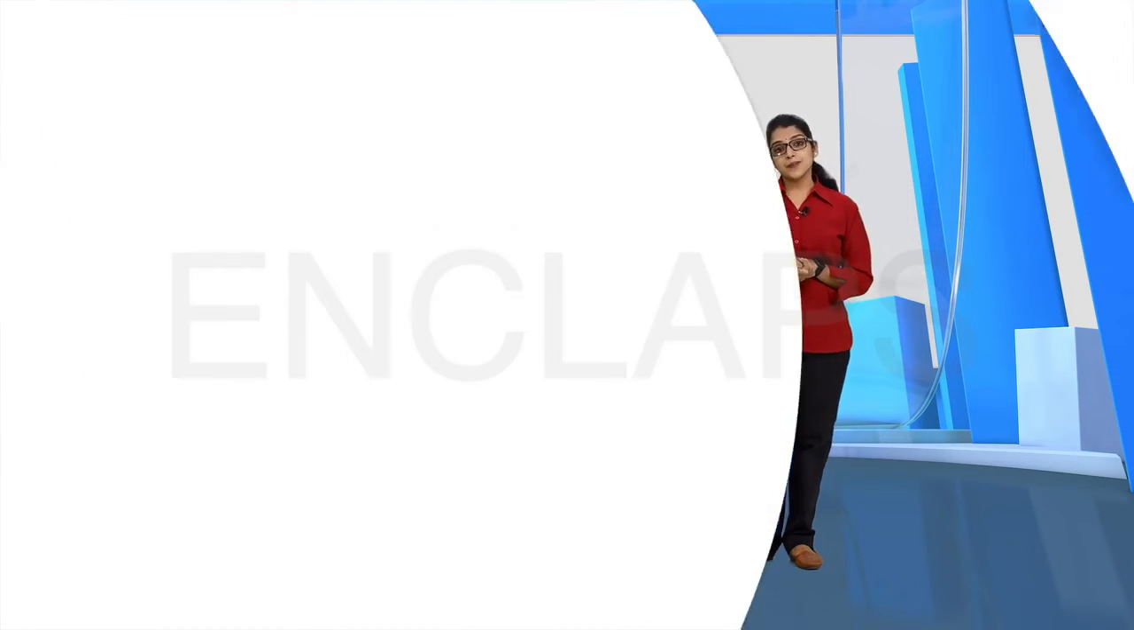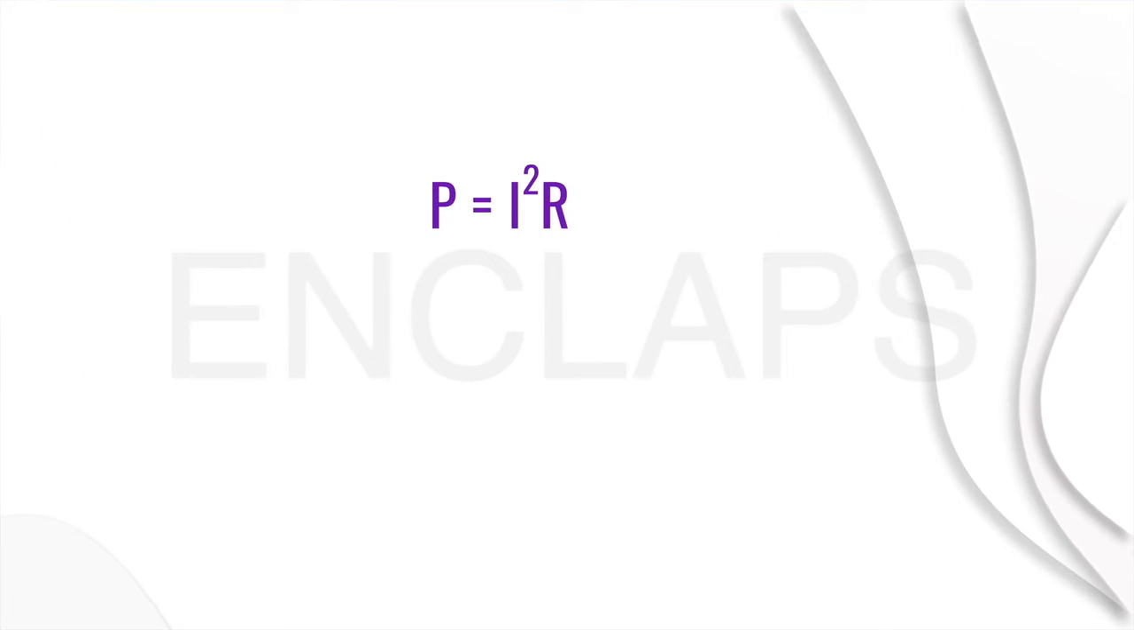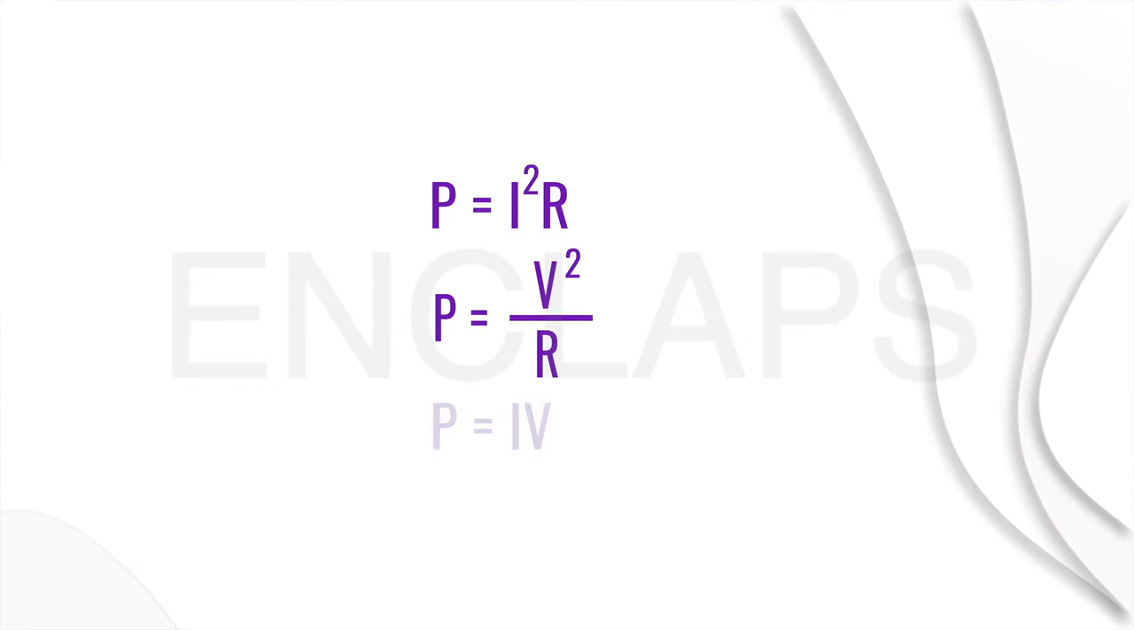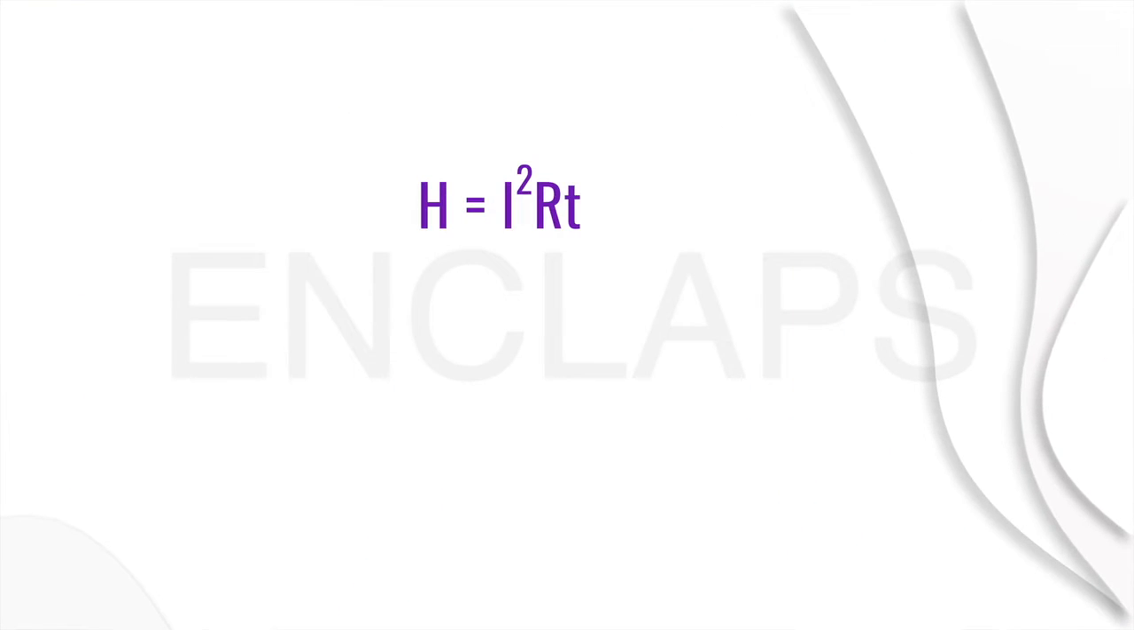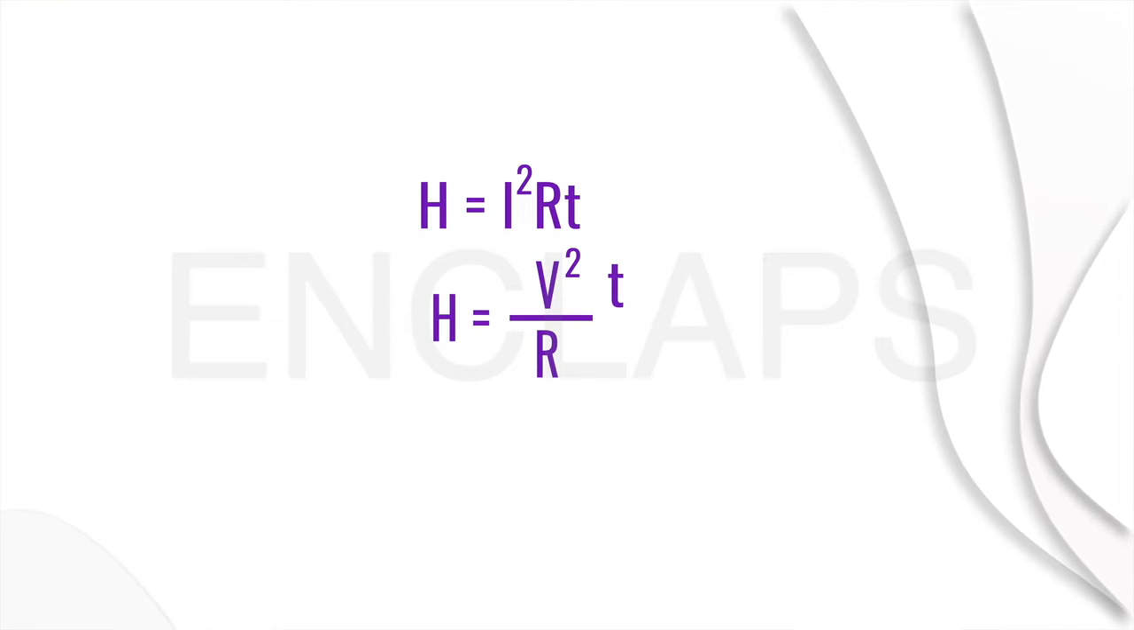So let us see what are the equations for finding power. P is equal to I square R. P is equal to V squared by R. P is equal to IV. Now, what were the equations of finding heat? H is equal to I square RT. H is equal to V square T divided by R. H is equal to VIT.